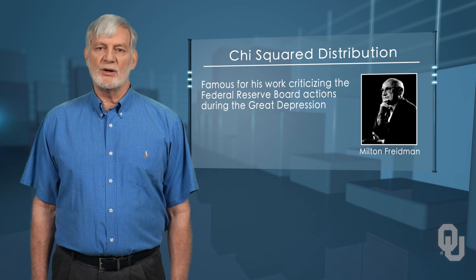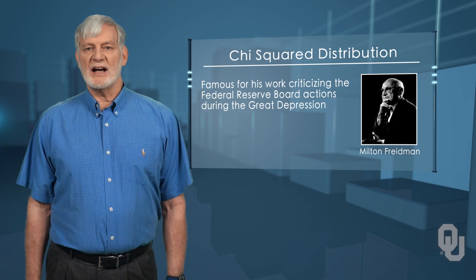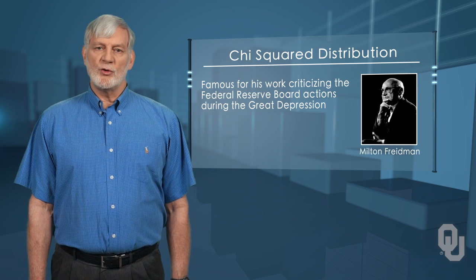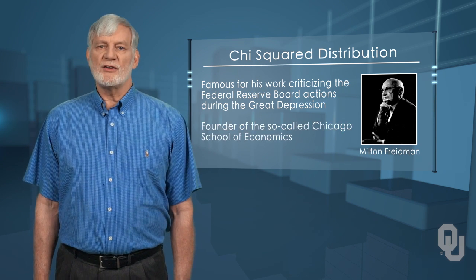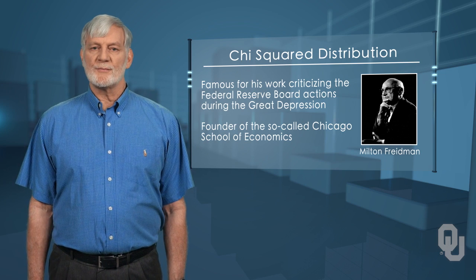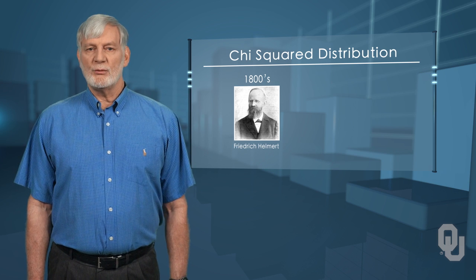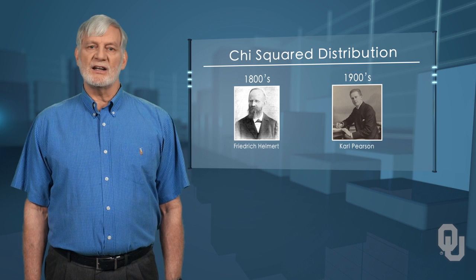This particular question is solved by a statistical test, which is a variant of the chi-squared distribution invented by Milton Friedman, a Nobel laureate in economics, and famous for his work criticizing the Federal Reserve Board actions during the Great Depression of the 1930s, and perhaps most well known as one of the founders of the so-called Chicago School of Economics. The fundamental chi-squared distribution was first described by the German statistician Friedrich Helmholtz in the late 1800s, and was then rediscovered by Karl Pearson in 1900.